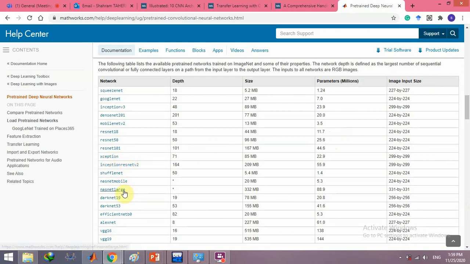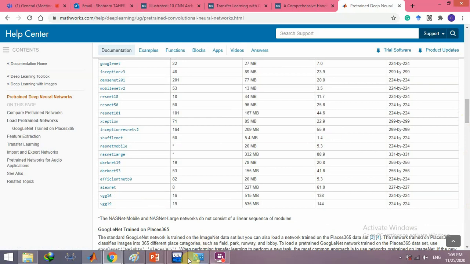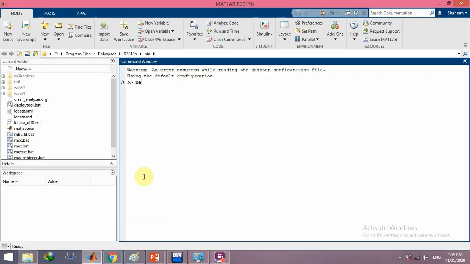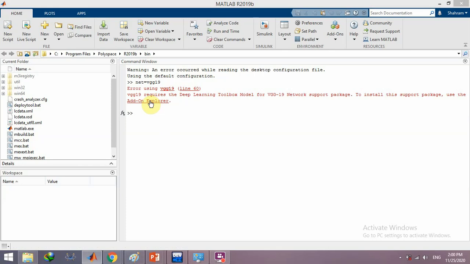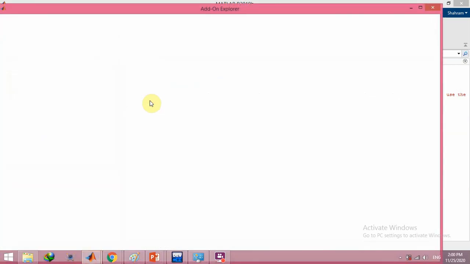When you want to load one of them, you can mention that name. For example, VGG19. Here, net equals VGG19. If you didn't download this package before, as you can see, it shows an error. This VGG19 requires the Deep Learning Toolbox model. To install this support package, use the Add-On Explorer. So you click on it, the Add-On Explorer will be opened, then you download and install it. However, I don't want this architecture. This is a very huge and slow one, but I only want to show you how we can add one architecture to the system.